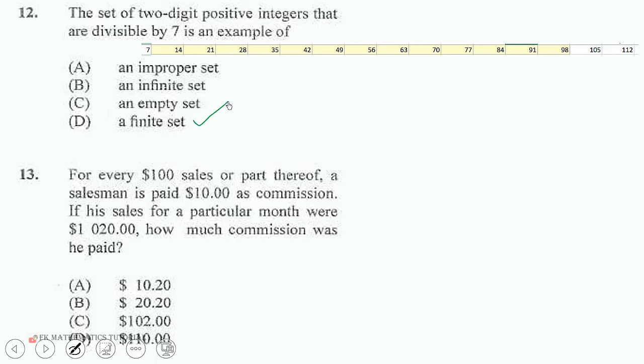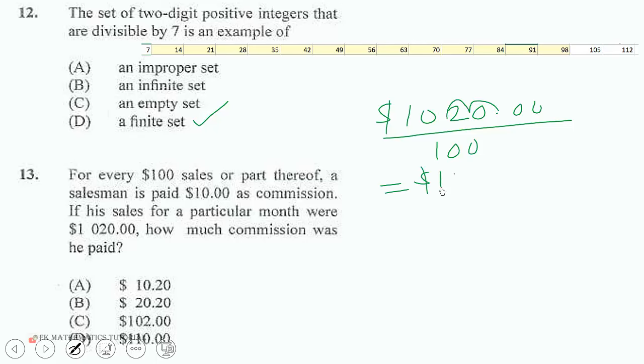For every $100 sales or part thereof, a salesman is paid $10 as commission. If his sales for a particular month were $1,020, how much commission was he paid? So you have to divide the $1,020 by 100, and that will be equal to, so we move back 1, 2, that will be equal to $10.2.